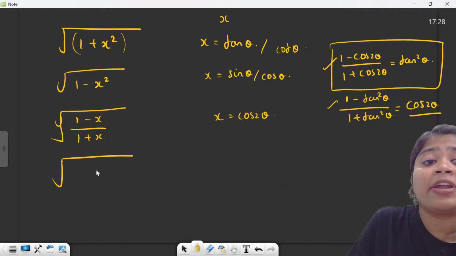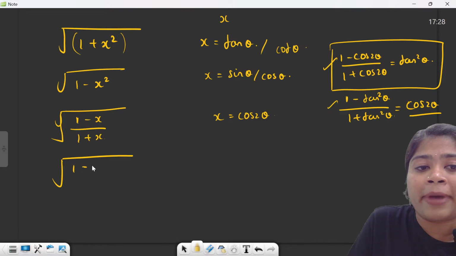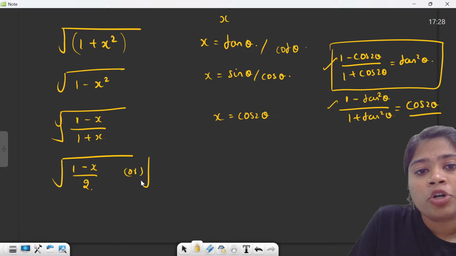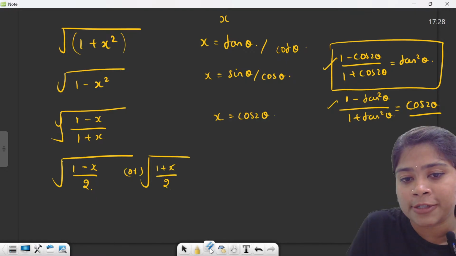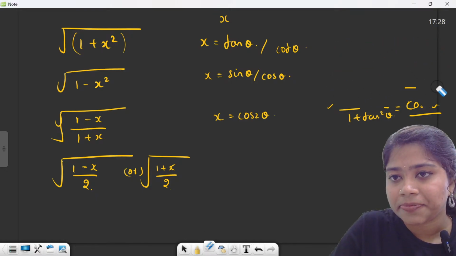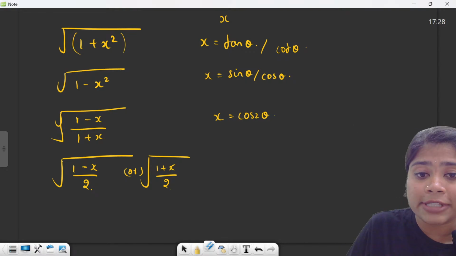Exactly. So whenever I have root of 1 minus x divided by 2, or if I have root of 1 plus x by 2, which formula can I use? Let me erase this.